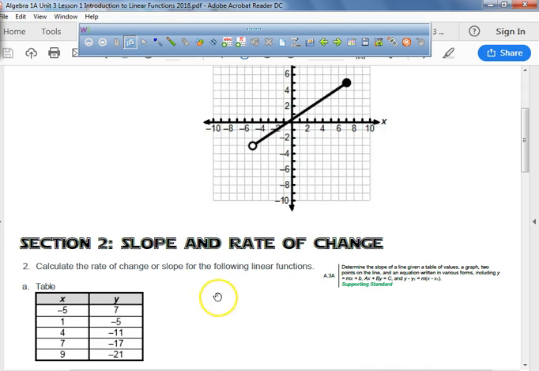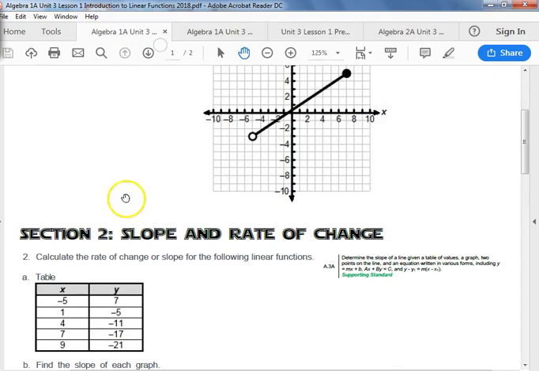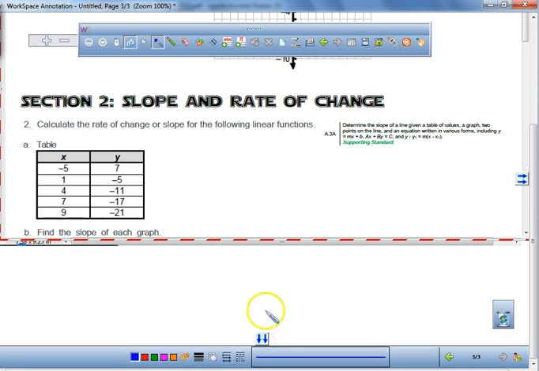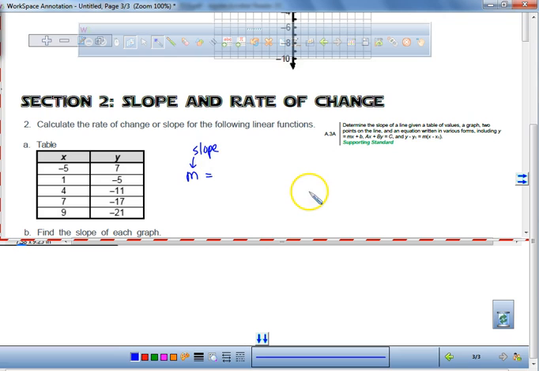Alright, so everybody, what I'd like us to do right now, it says we need to do what? Calculate the rate of change or slope for the following linear functions. So this right here is a table. Okay? So we're going to calculate the slope. Now there's a slope formula. Okay? Slope is often referred to by the letter m. You'll see it in different forms. Okay? So put m equals.